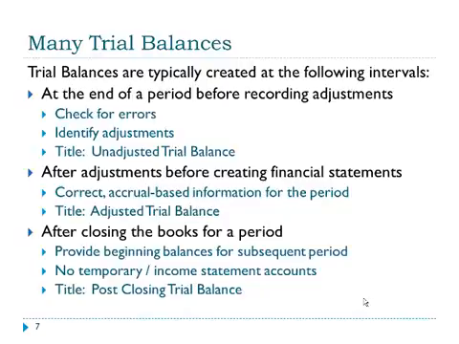The title of this trial balance is Unadjusted Trial Balance because there's going to be more journal entries to be written in the period. After the adjustments are made, and before creating financial statements, we create one more trial balance that includes all of those adjusting journal entries. So at this point, every journal entry pertaining to the period has been written, and we have the accurate information that can be used now in creating financial statements. This trial balance is called the adjusted trial balance.